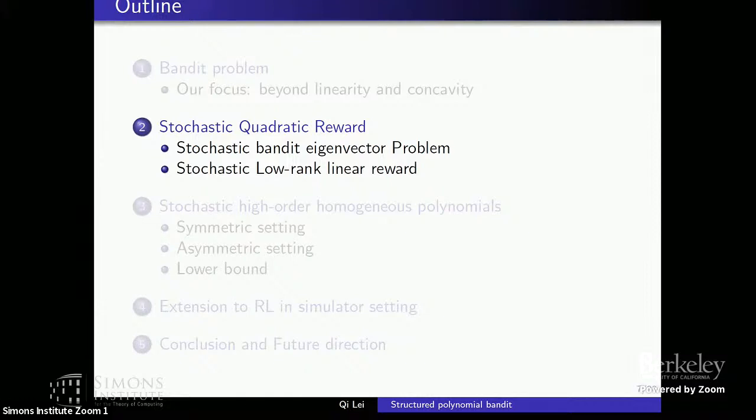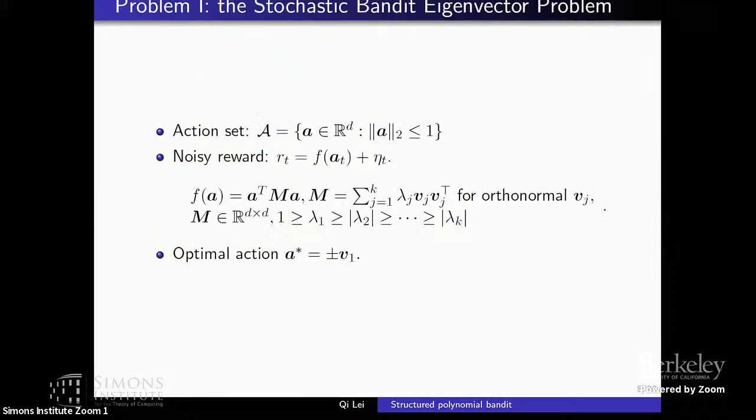So let's first look at quadratic reward, which consists of these two settings. First is the stochastic bandit eigenvector problem. The setting is very simple. We look at the action set where the action comes from a unit ball. And we observe noisy observations of f at a_t plus some noise. For the eigenvector problem, the function is of this quadratic form, a transpose M a, where we look at M to be low-rank matrices, and we can have this kind of decomposition.